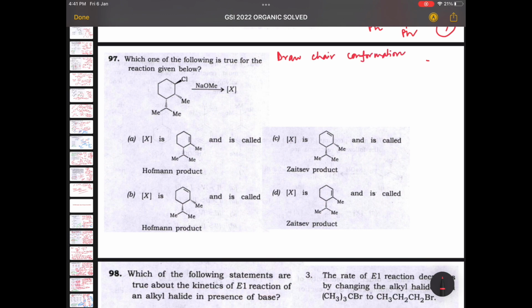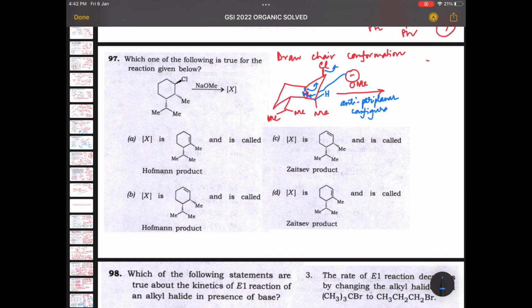So let us see this question. Let us draw the chair conformation first for the substrate that has been given to us. On drawing the chair conformation, you can see the methyl is in the below, and also the isopropyl group is in the below. Chloride is in the above, and we can see one H is in the anti-periplanar, another H is in the equatorial. So OMe minus is a good base, so it will take that particular H and cause Cl to leave because that H is present anti to the Cl, and hence it is going to leave and form a C double bond C at that particular carbon.